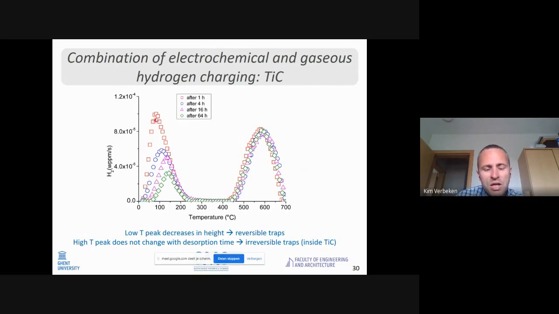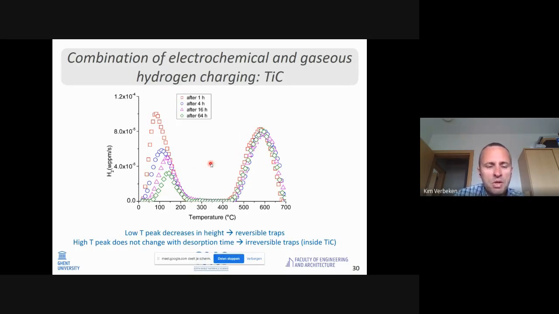So here you see after 1 hour, you have this peak. When we wait 4 hours before we do the TDS spectrum, you see that the peak decreased. After 16 hours, again, a small decrease. After 64 hours, again, a small decrease. Now, at that moment, you might say, okay, this is a trap related to titanium carbides. And this is a trap related to titanium carbides. Now, what's the difference between the two of that?